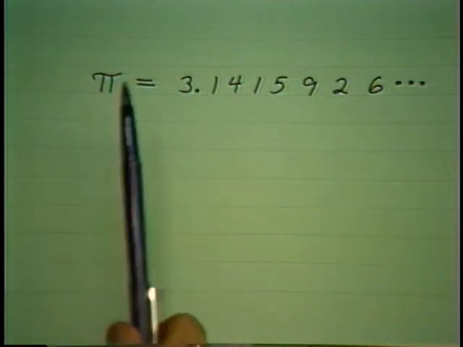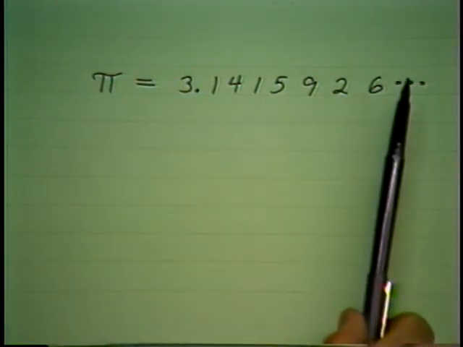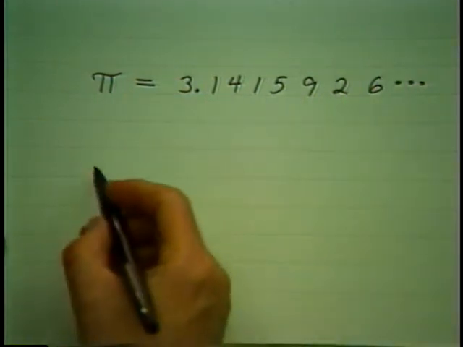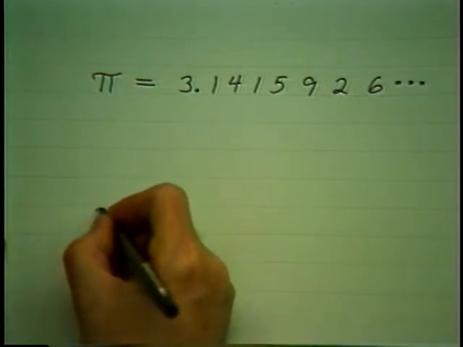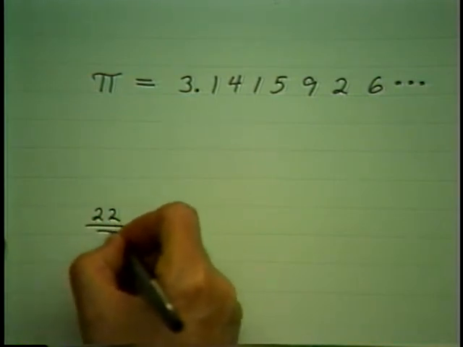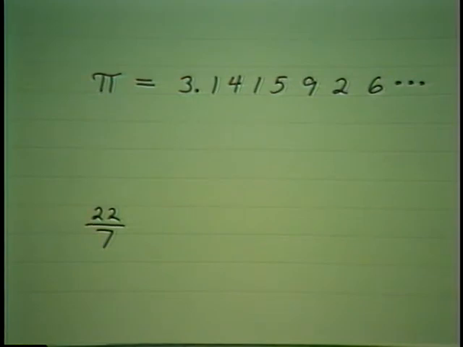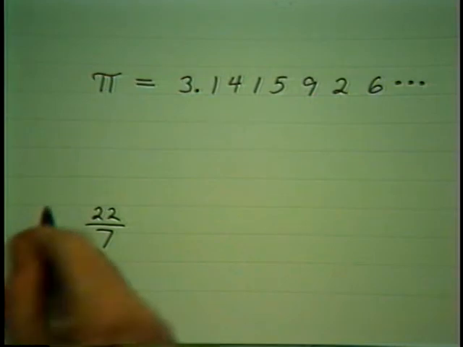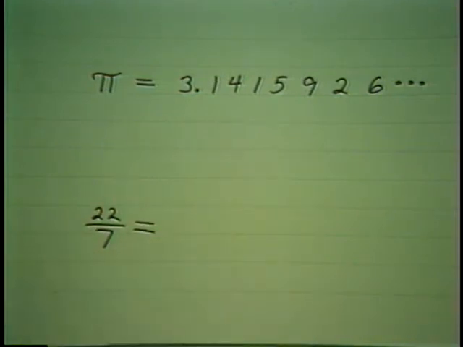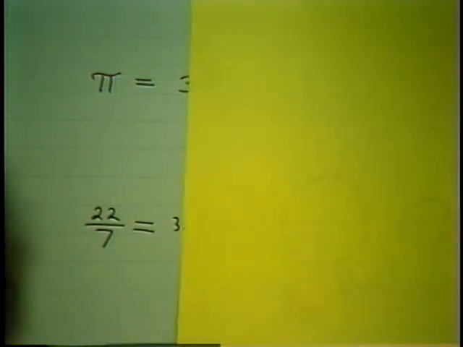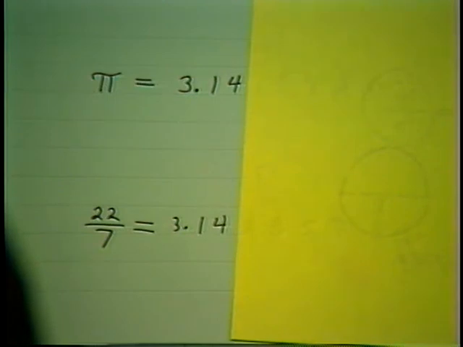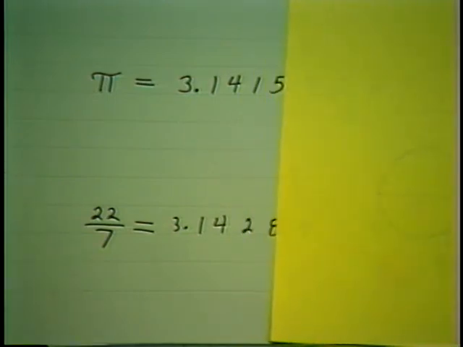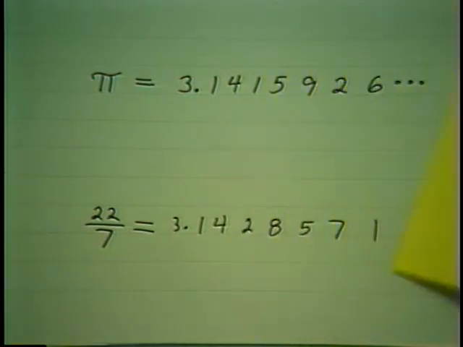There's the value of pi out to a lot of places of accuracy. Some of you have learned that pi is 22 sevenths. That's not quite true. If I were to divide 22 by 7, I would get this. And you can see there, to the nearest whole number, they're the same. Tenth, they're the same. Hundredth, they're the same. But at the thousandth and from there on, they're different.